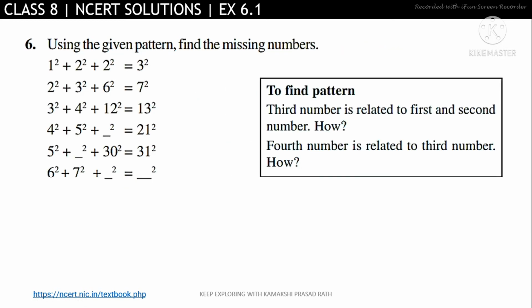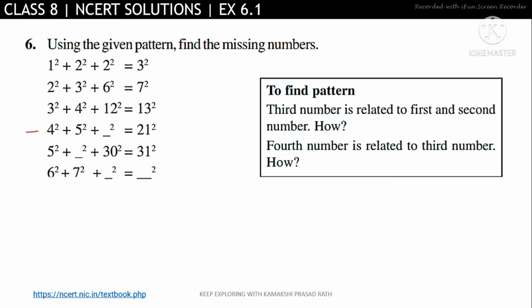Now the next question says, using the given pattern, find the missing numbers. So you can see the pattern here. 1 squared plus 2 squared plus 2 squared is 3 squared. 2 squared plus 3 squared plus 6 squared is 7 squared. 3 squared plus 4 squared plus 12 squared is 13 squared. Similarly, we have to find the missing places.